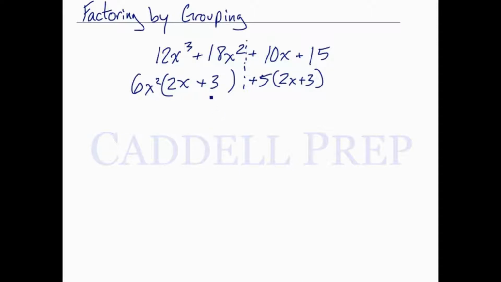So now, this works when we have the same exact factors here. 2x plus 3, 2x plus 3. Since this term has a 2x plus 3 and this term has a 2x plus 3, we can actually factor this out of both of these terms. So pretend that this isn't here anymore.